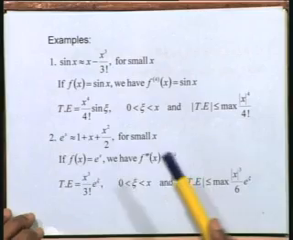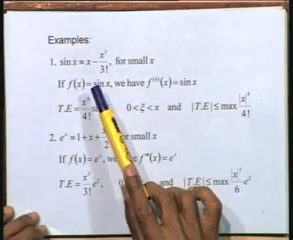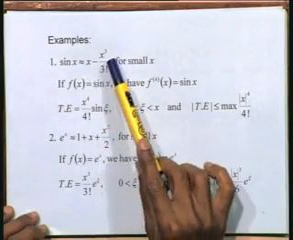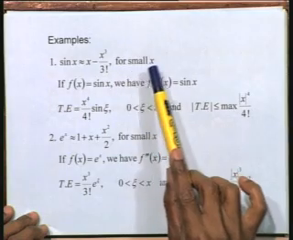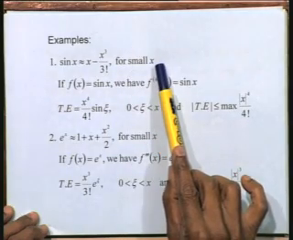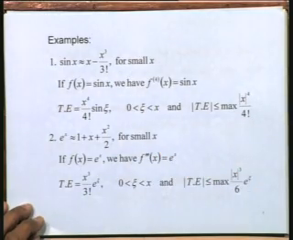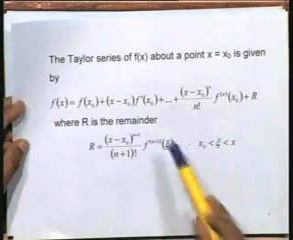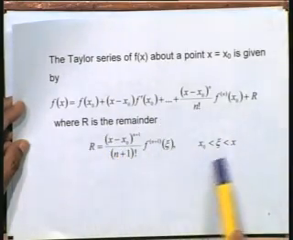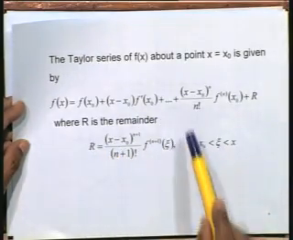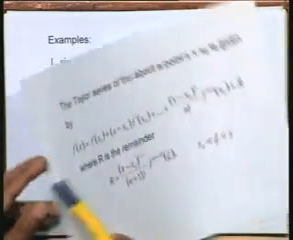Now, let me take a few simple examples. If I take sin x and approximate it as x minus x cubed by factorial 3 for small x, then I would like to look at what the truncation error would be in this particular problem. If we go back to the slide, this is my remainder, and from this I can find the truncation error in my given problem.